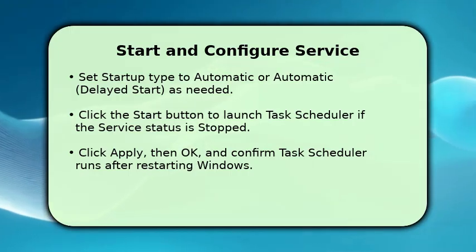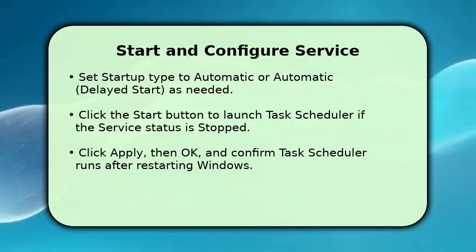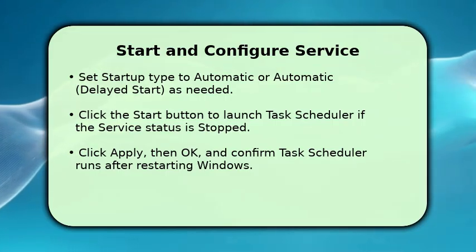Wait until the status changes to running before closing the dialog. Click Apply, then OK to save your changes and exit the Properties window. Optionally restart Windows to confirm Task Scheduler.